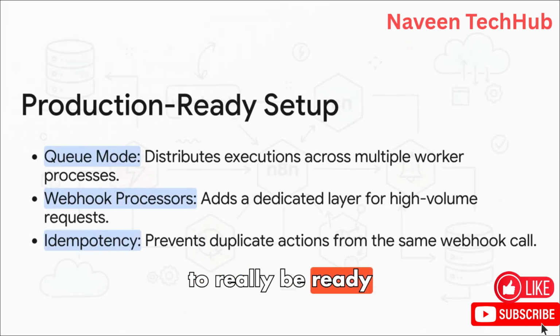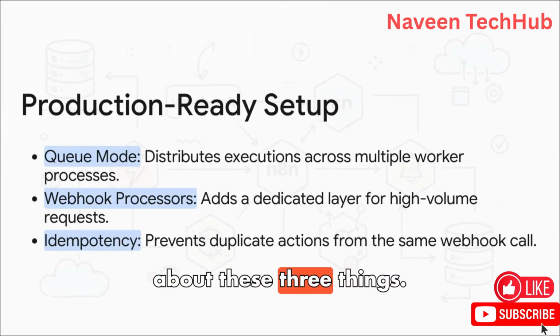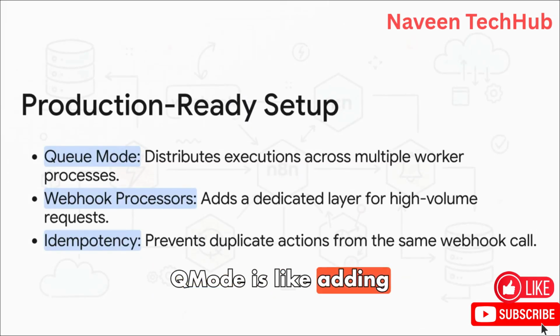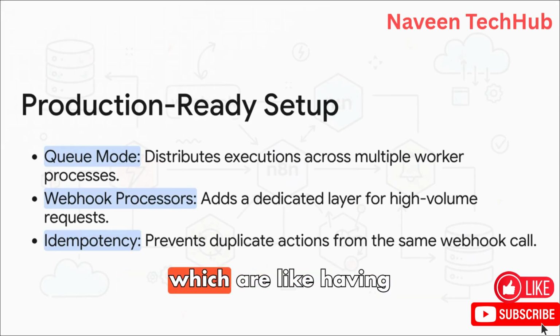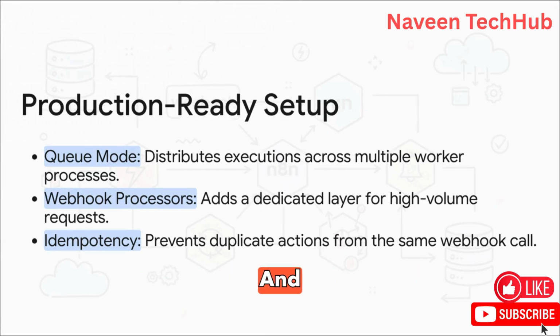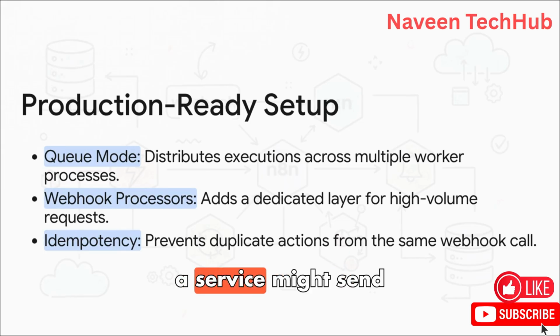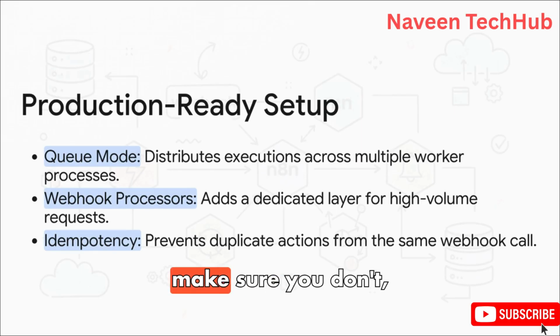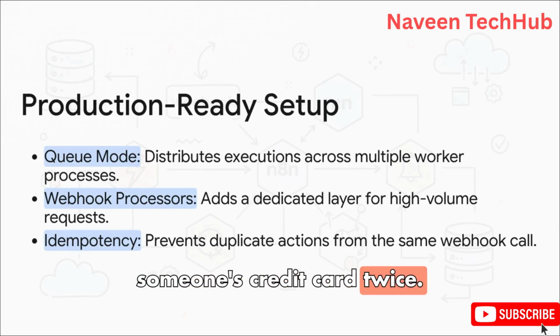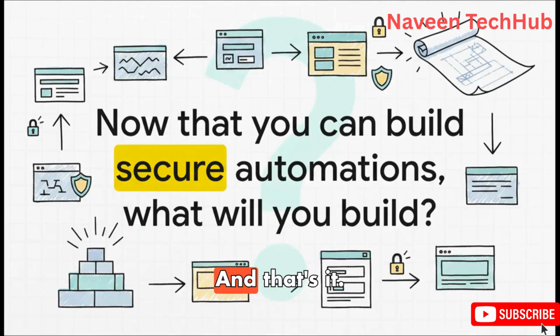So to really be ready for the big leagues, you need to think about these 3 things. Queue mode is like adding more cashiers. You can even use dedicated webhook processors, which are like having a person just to greet people at the door, making things even faster. And then there's this word, idempotency. It just means don't do the same thing twice. Sometimes a service might send you the same webhook 2 times by mistake. You need to build a check to make sure you don't charge someone's credit card twice. Super important.